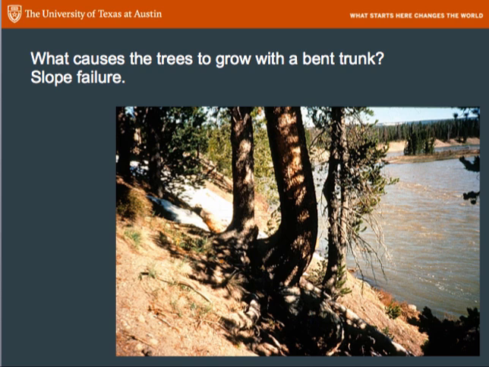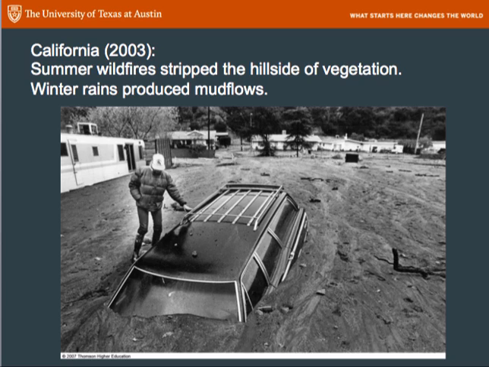Now, what do you think causes these trees to grow with a bent trunk? Well, of course, trees are going to grow straight up if they can, so something must be pushing them downslope, and in this case, it's creep. And it happens slowly enough that it doesn't kill the trees, but over time, this trunk gets bent. So that's one way you can tell that there's slope failure here.